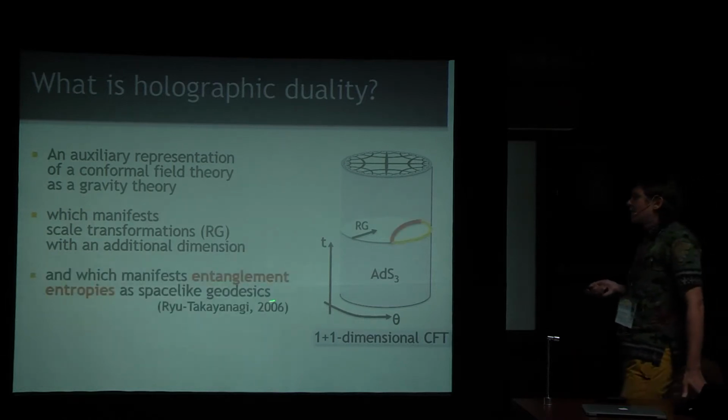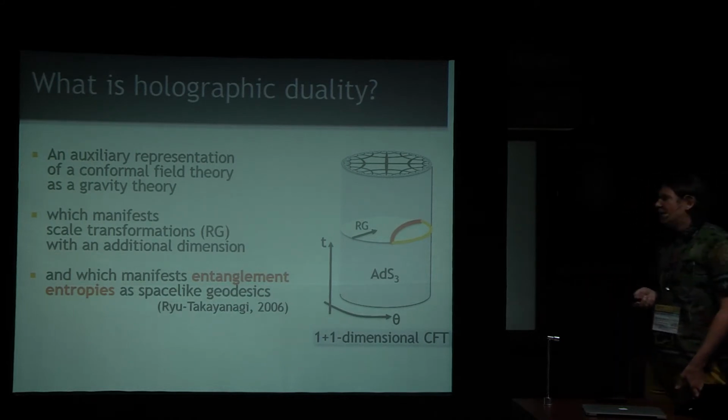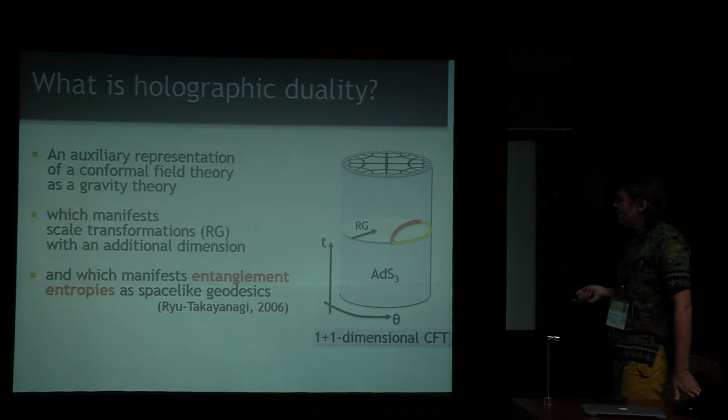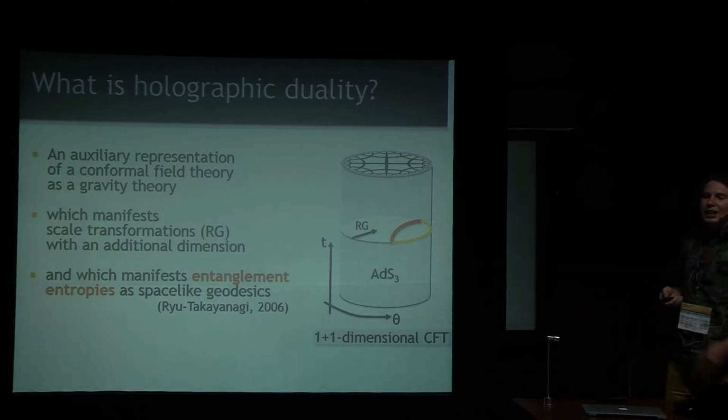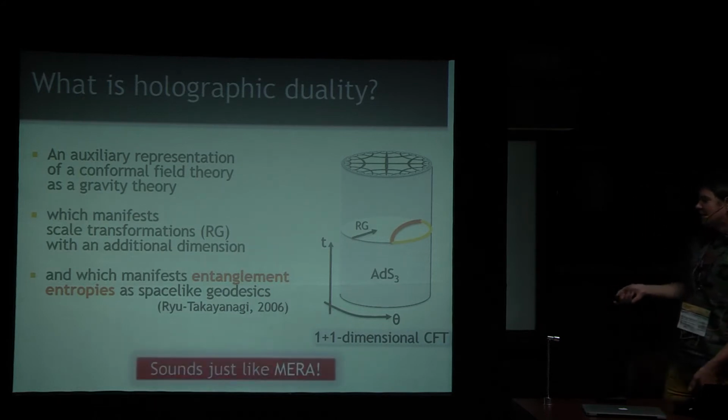And furthermore, it manifests entanglement entropies in the form of space-like geodesics. This is the Ryu-Takayanagi proposal. In general, I would be saying minimal surfaces here, but because I'm interested in AdS3, it's just geodesics. But notice that these words could apply just as well to MERA.